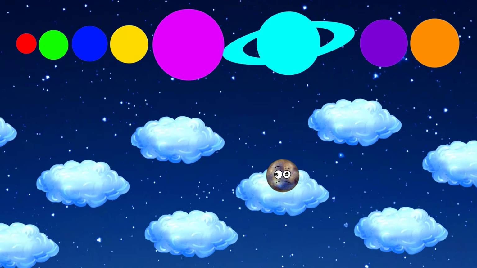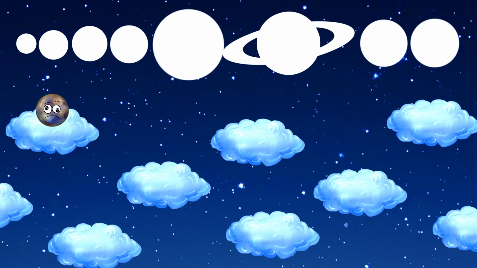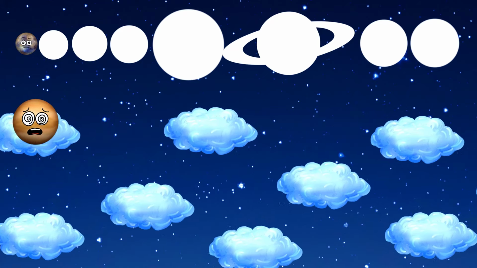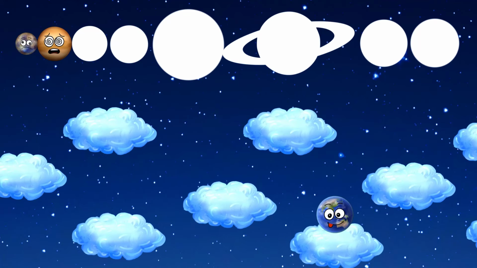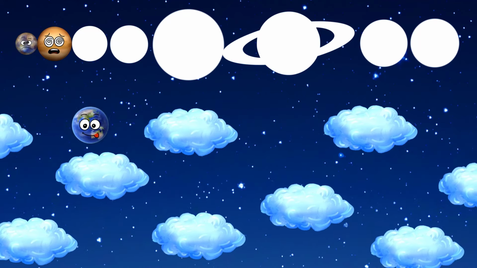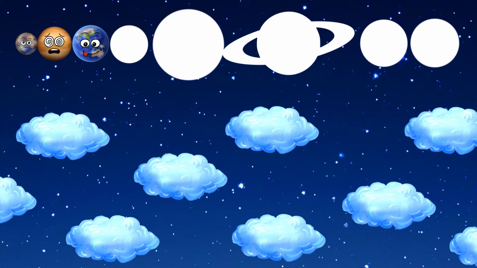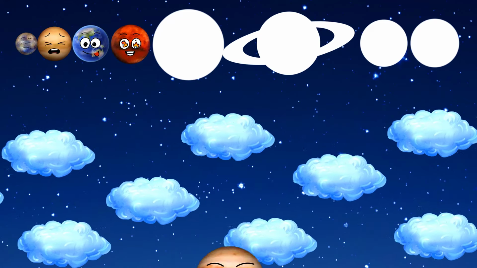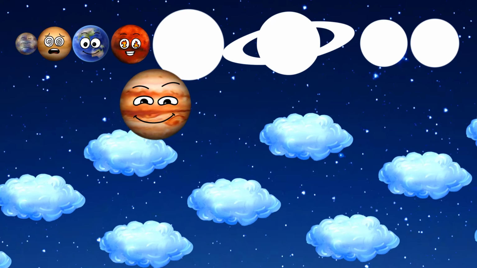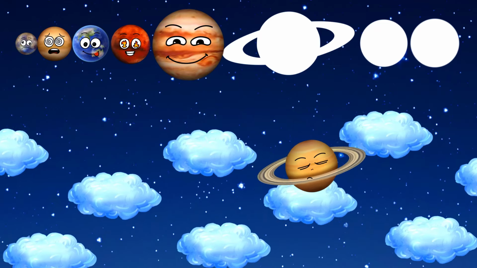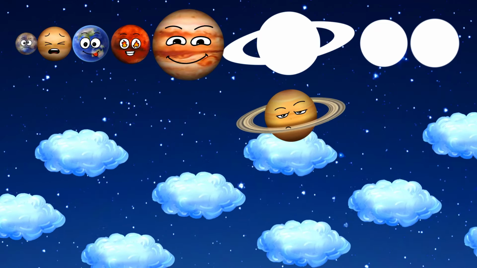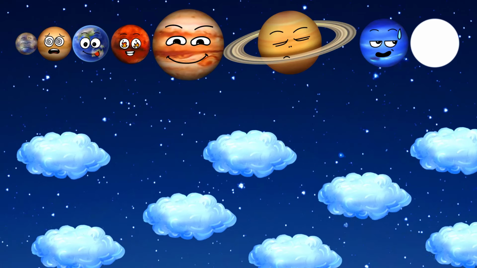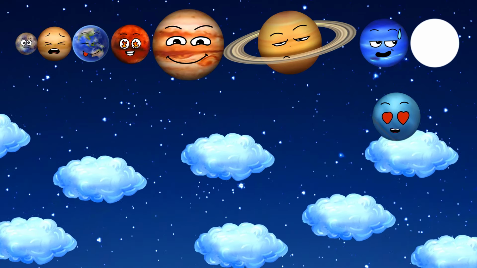This is Mercury, first planet from the sun. Venus, second planet from the sun. Our planet Earth, the third planet from the sun. This is the red planet Mars. Jupiter in fifth place. Saturn, planet with a ring, in sixth place. Neptune. The blue planet Uranus.